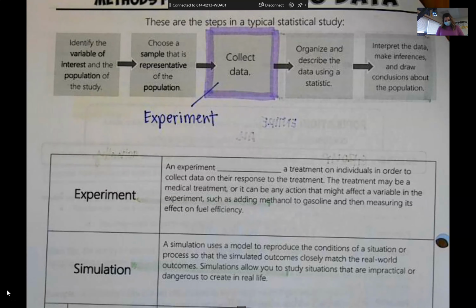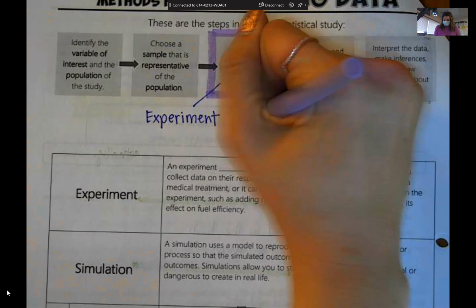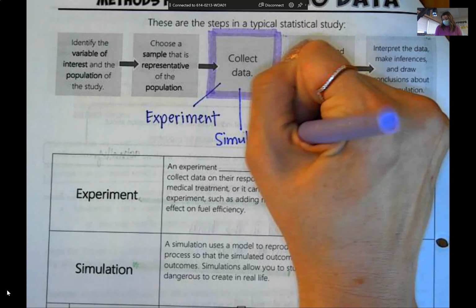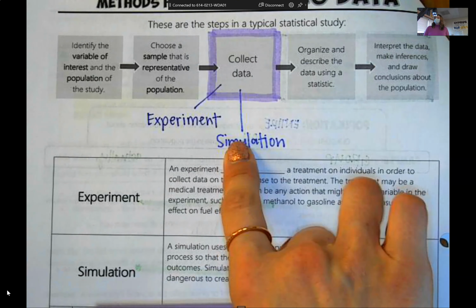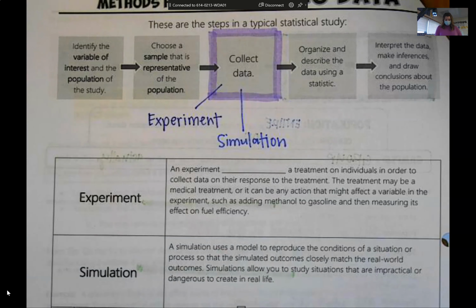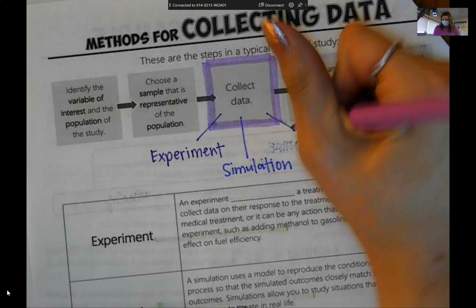You could also do or run a simulation. So another way to collect data is to do a simulation. And we've actually done this in class together. It was one of the very first things we did in this class, a simulation. And then our third method is called sampling.